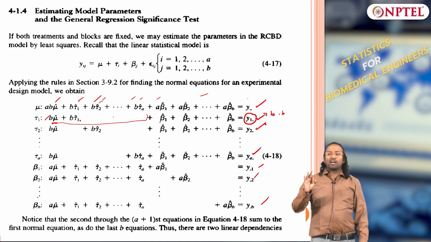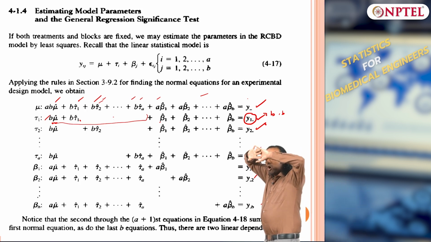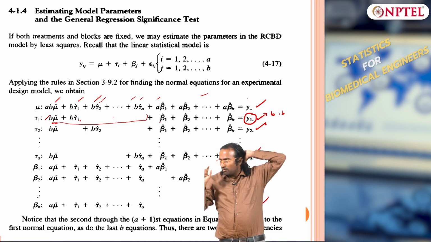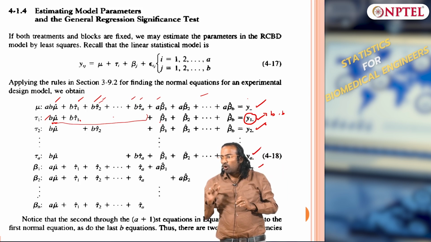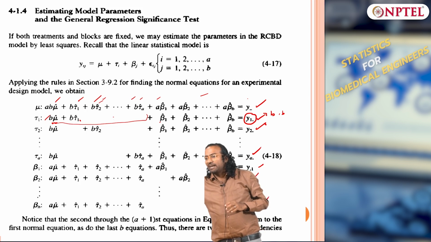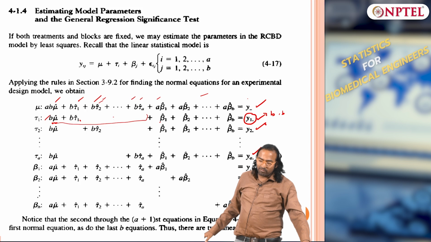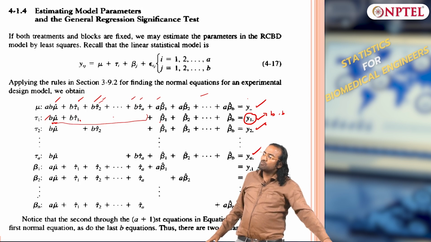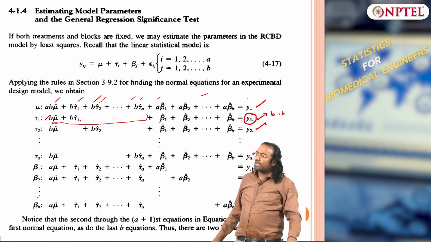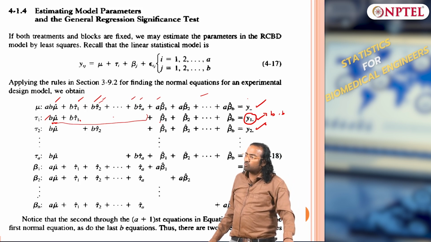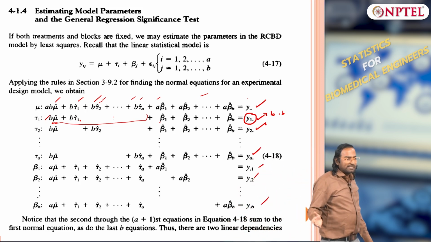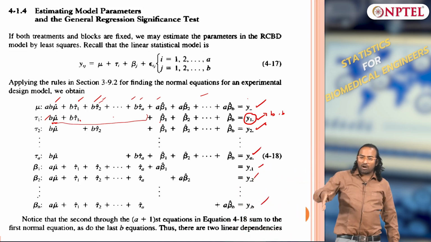Remember the third rule: the left hand side is the summation of all the parameters pre-multiplied with coefficients, and the coefficients are nothing but the number of times each appears in the right hand side. The right hand side of the first equation is y dot dot. The number of times mu hat appears in y dot dot is AB times, the total. How many times will tau 1 appear in the right hand side? B times, the total number of columns.